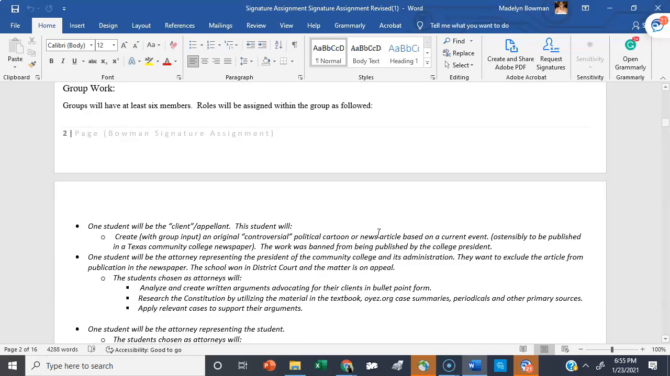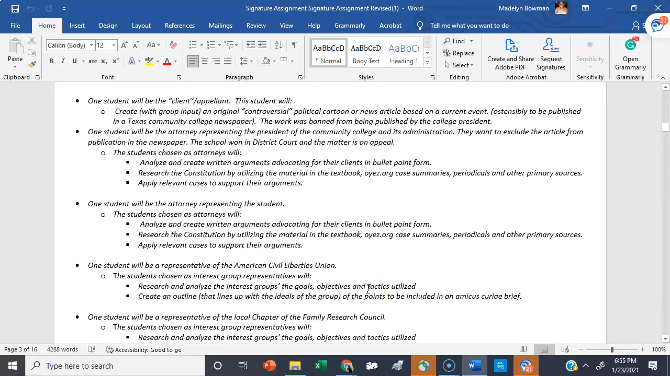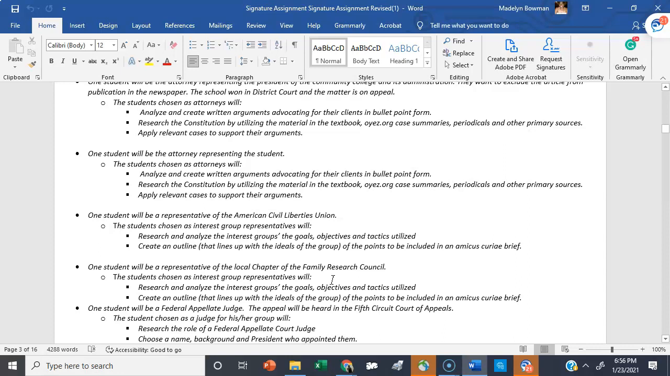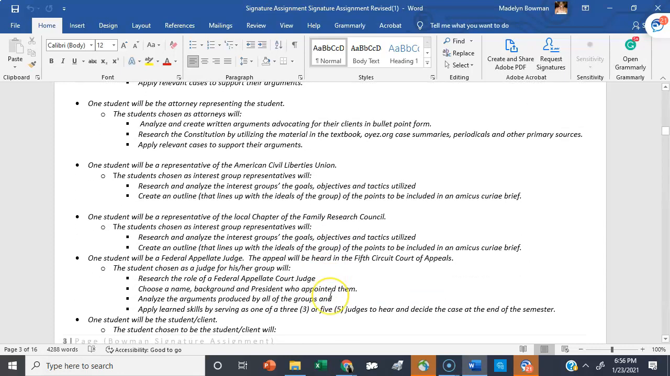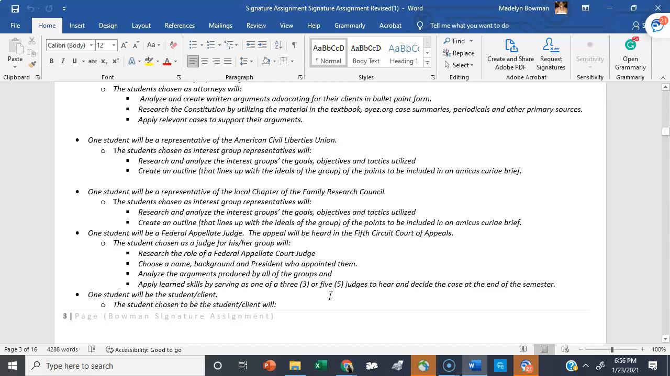So when I ask you what your role is, it is going to be one of 7 things. These are the 7 categories. Students, attorneys for the students, school president, attorney for the school president. So that's 4 people. Then a representative from the American Civil Liberties Union, or ACLU for short. So that's 5. 6 is the Family Research Council. It's another interest group. And the 7th category is judge. Judge. Okay?